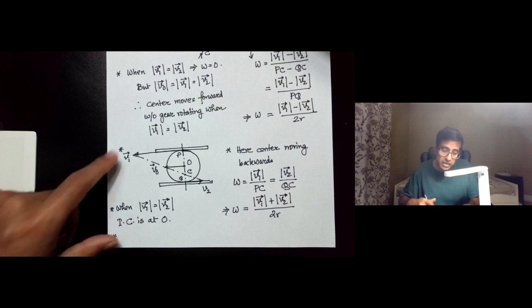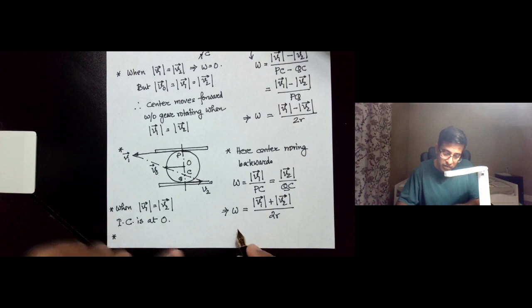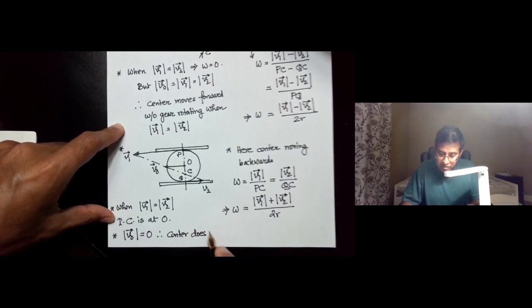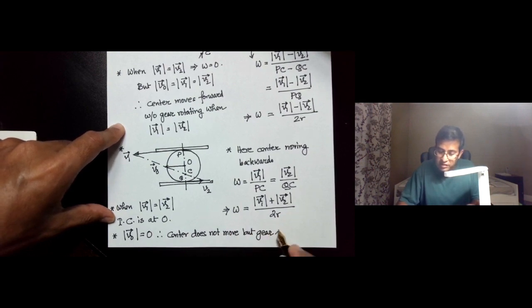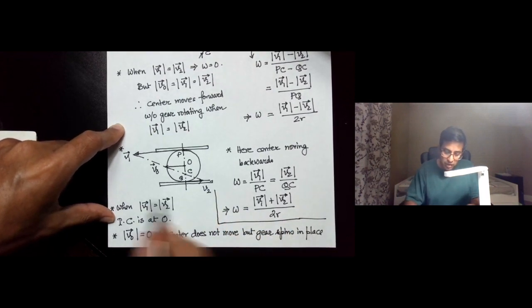So when V1 is equal to V2, the instantaneous center is at O, and you can show that VO in this case is going to be equal to 0. Therefore the center does not move, but the gear spins in place. So let me just separate this because this is part of this discussion.